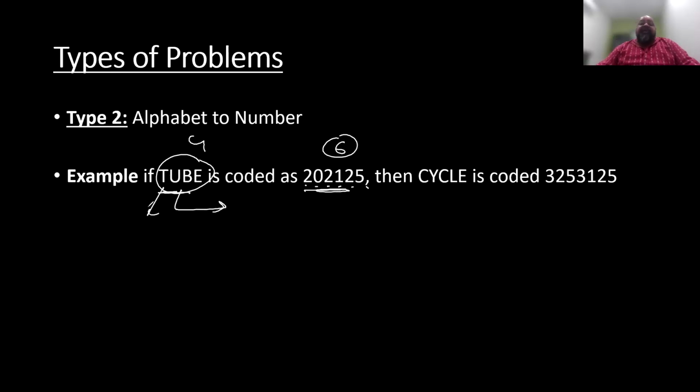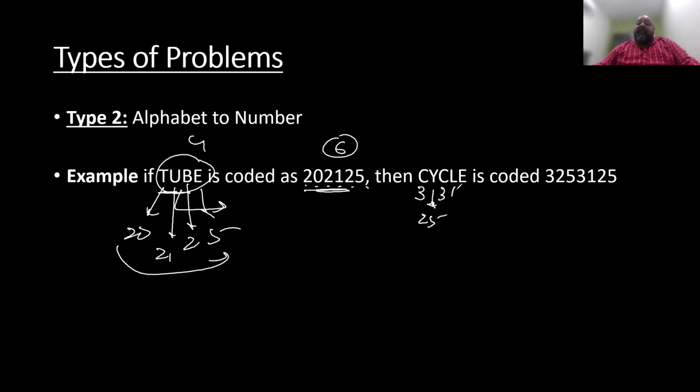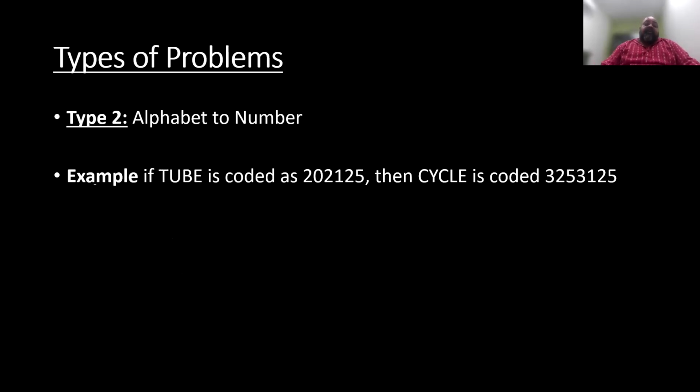So if I just look at the positional values, T becomes 20. U is PQRSTU, 21. B is 2. E is 5. These numbers have been written in the order 20, 21, 2, 5. And therefore the code for cycle will be: C is 3. Y is 25. C is 3. L is 12. E is 5. So 3, 25, 3, 12, 5. Alphabet to numbers.